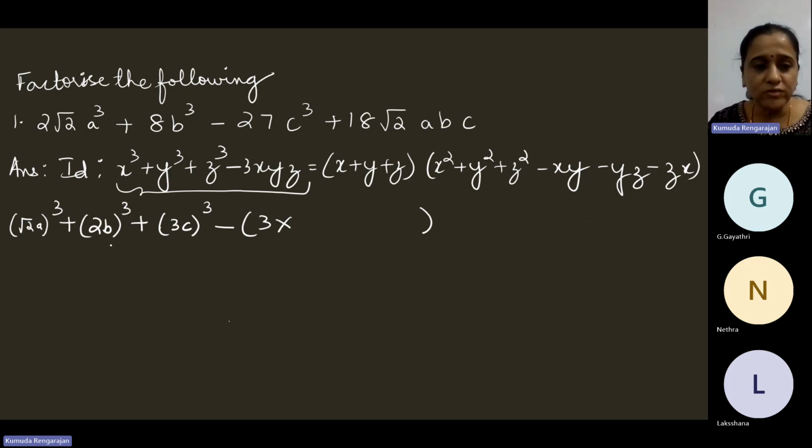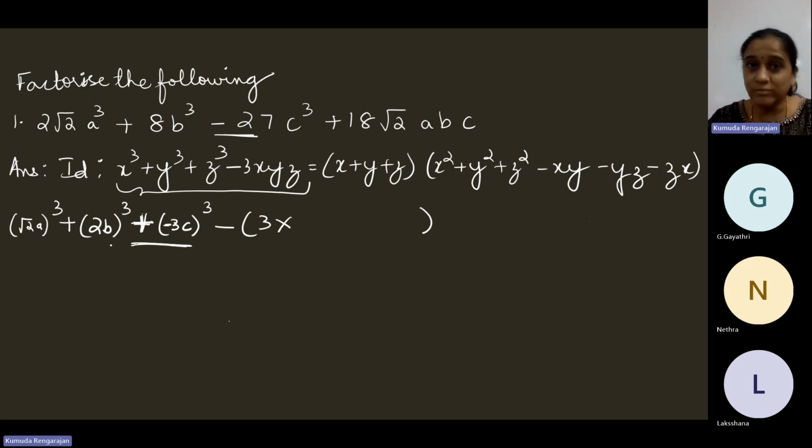But now at this point, we see that the sign does not match. What we have written is plus 27c cubed, but here we have minus 27c cubed. So you need to take a minus inside the bracket. You should not change the sign outside; that is from the identity, and we have no right to change it.